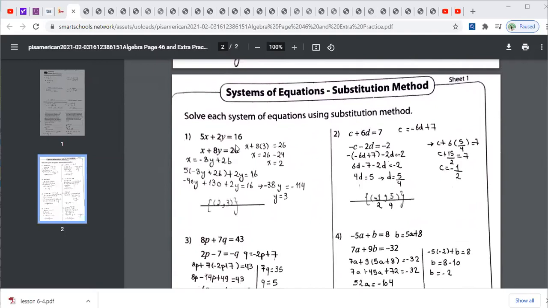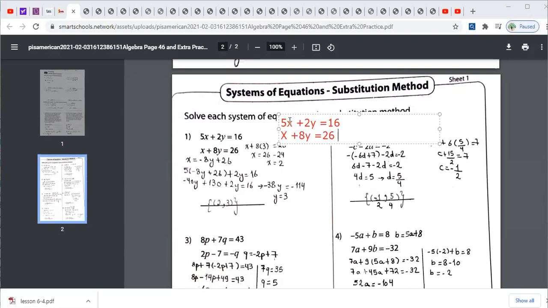Someone asked me about how we can solve by elimination. So let me explain the last example before the exit ticket. The first equation is 5x plus 2y equals 16. And the second equation is x plus 8y equals 26.